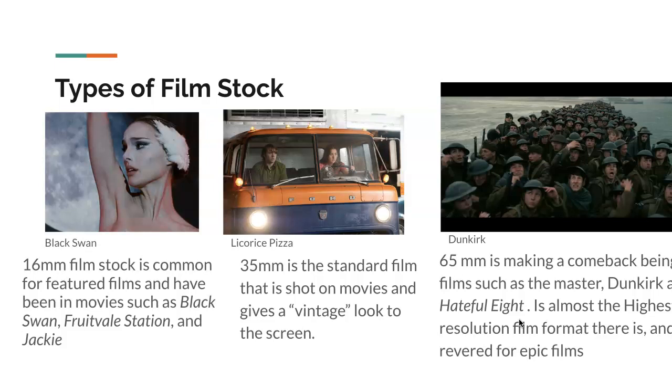And that leads to the 65mm, which is making a comeback, and it's been in films such as The Master, Dunkirk, and The Hateful Eight, and it is almost the highest resolution film format there is, and it's revered for epic films. Like it said, it's meant for epic films, Dunkirk being one of them, but it's also making a comeback because, kind of like the 35mm, the 65mm has a certain look to it that gives off the feel of an old style film or an old setting that it's trying to depict.